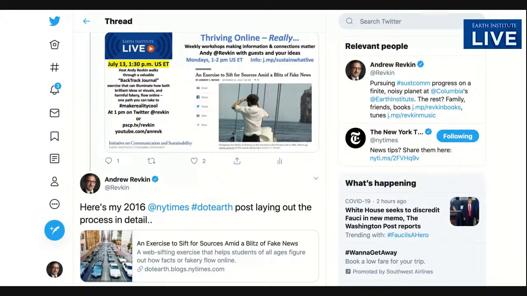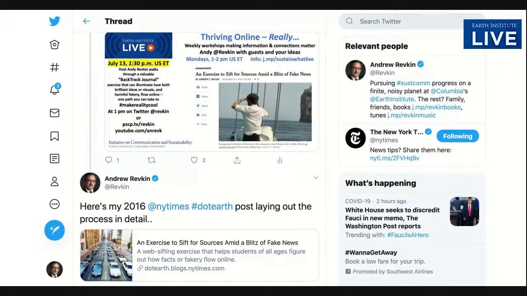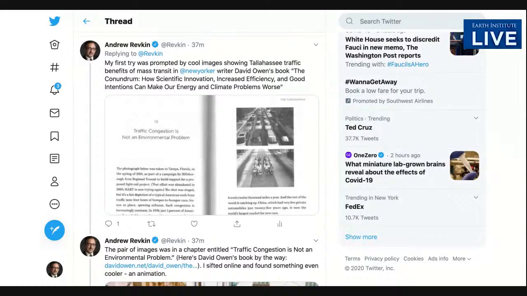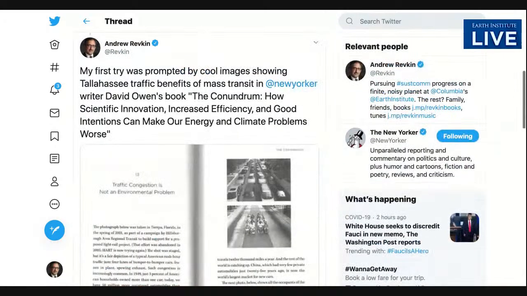There was a book by David Owen, who was at The New Yorker, that had this really intriguing, the book is a really cool book. It's on energy and efficiency and how innovation can kick back and create more and more and more of the stuff that we think it's very cool about creating less need for.